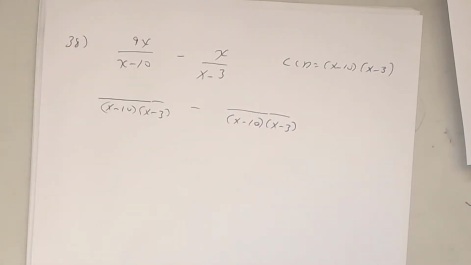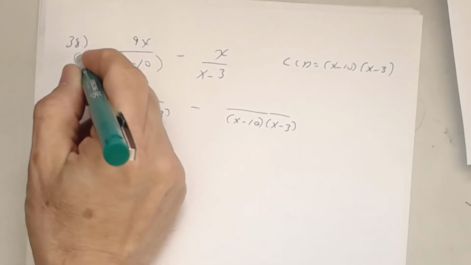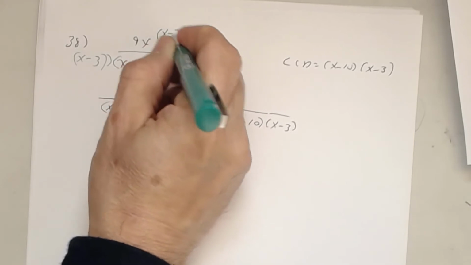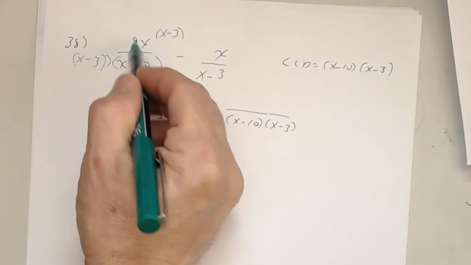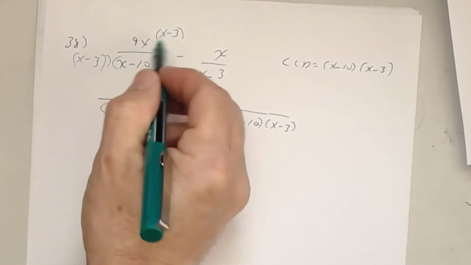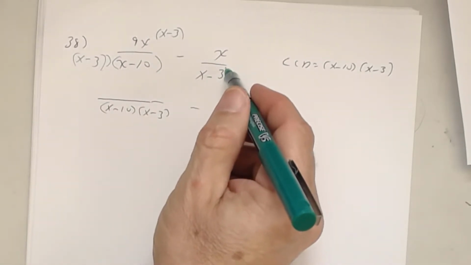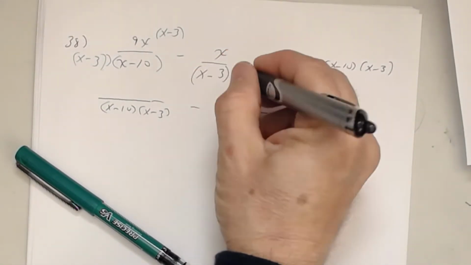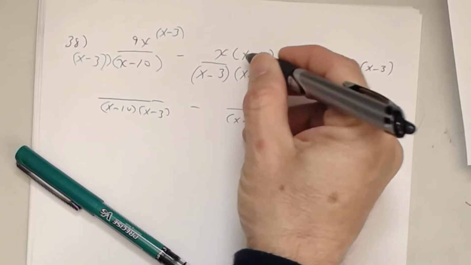What's missing from that first denominator? X minus 3. So I'm going to multiply this by x minus 3, notice the parentheses. I'm going to multiply the numerator also by x minus 3. So notice the 9x has to be multiplied by x minus 3. Over here in the second rational expression, what's missing? X minus 10. So I'm going to multiply this by x minus 10. And what I do to the denominator, I do to the numerator. Notice the parentheses.